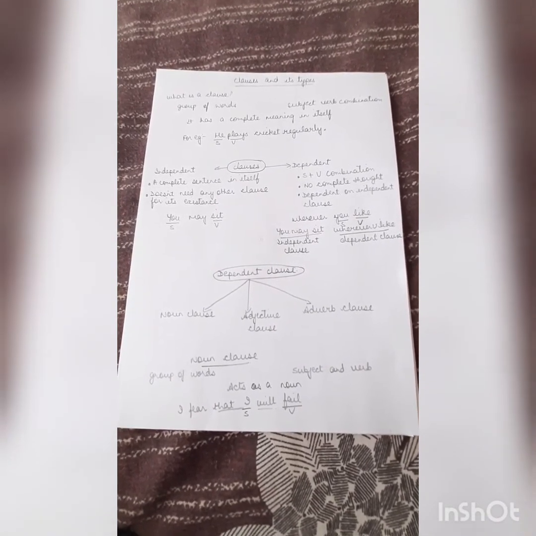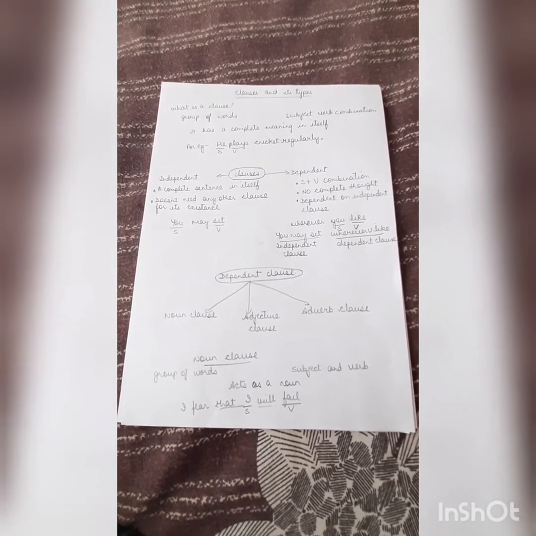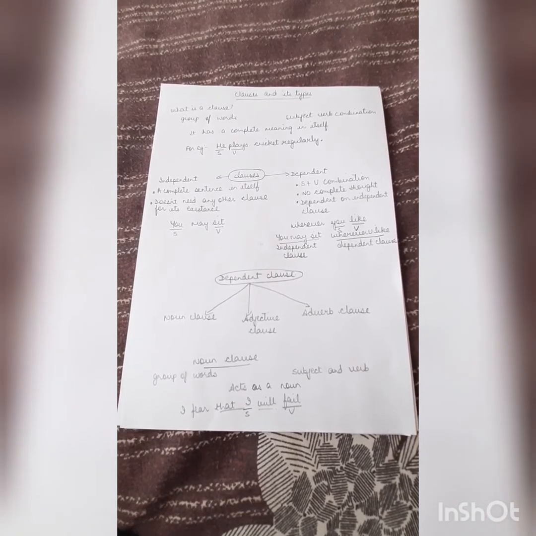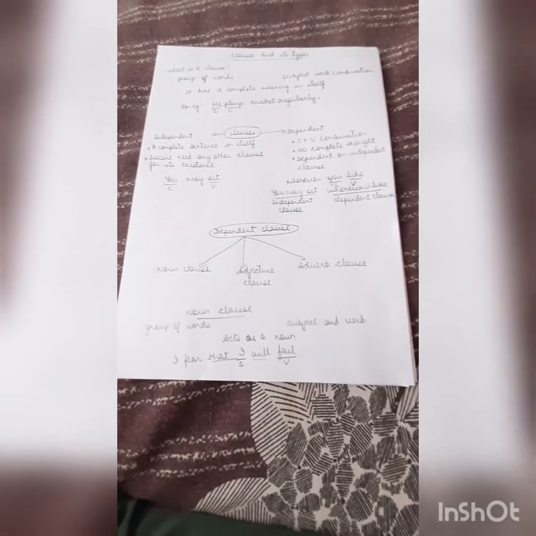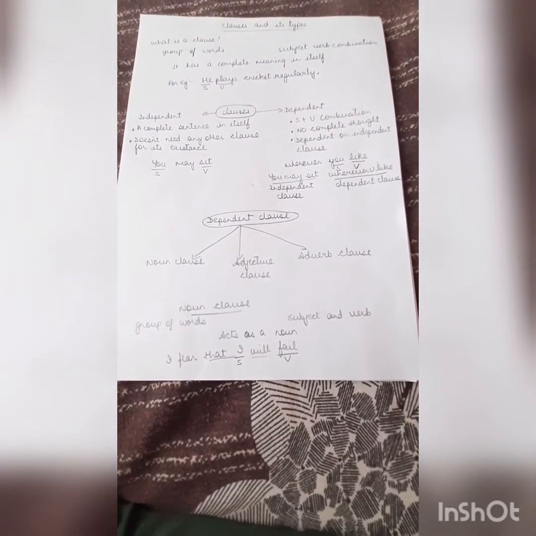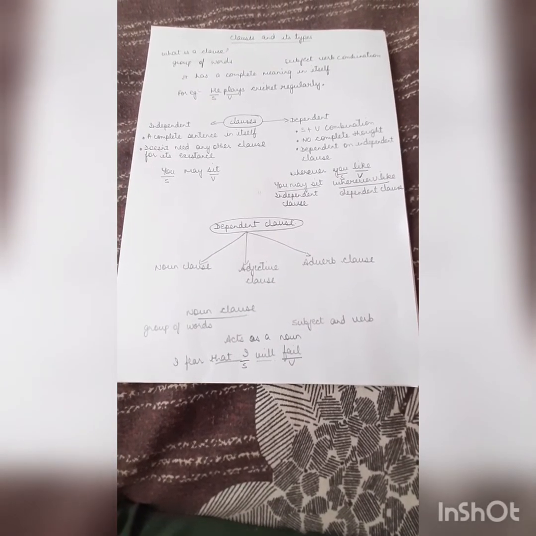Now let us add an independent clause or the main clause to it. For example, you may sit wherever you like. You may sit is an independent clause and wherever you like is a dependent clause. So this is all about independent and dependent clauses. Now dependent clause is mainly divided into three parts. You can see over here as given in the page: noun clause, adjective clause, and adverb clause. Let's discuss each of them.